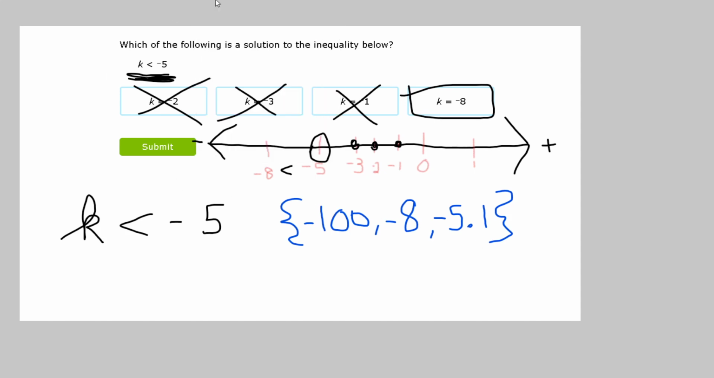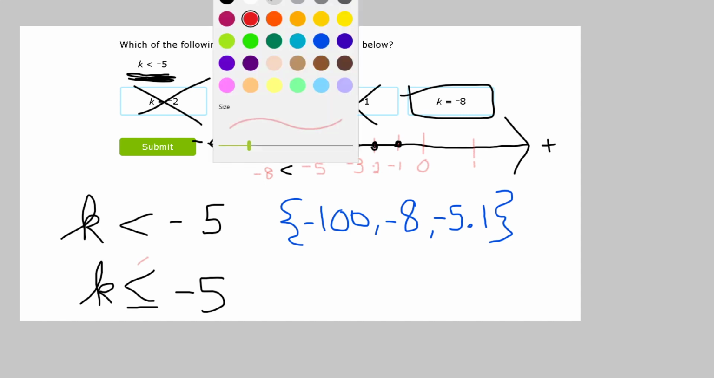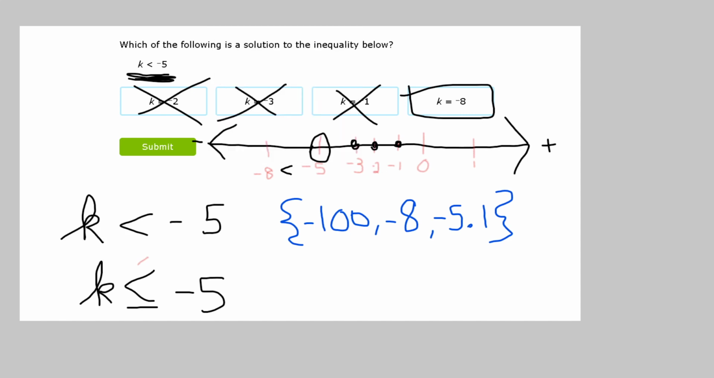But what if this was written slightly different? What if we had something like this? k is less than or equal to negative 5. This sign here means that it can be this. Let me do a darker color. So it can be either this or it can be equal.